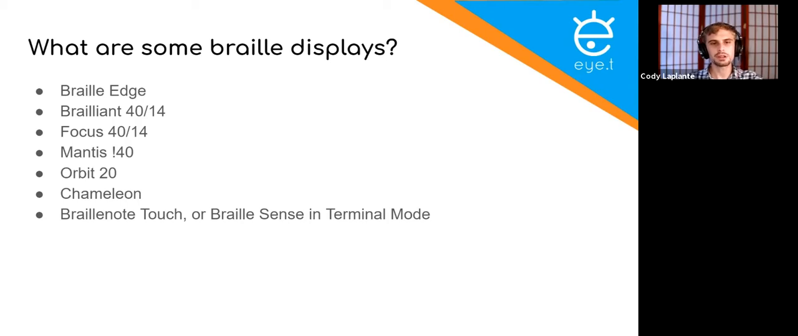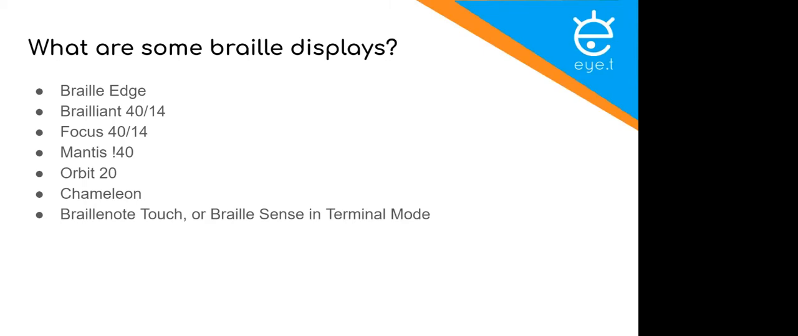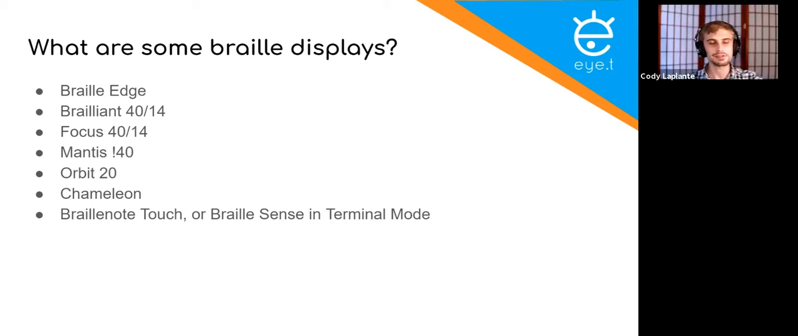While people are answering my question about their Braille displays, I'm going to give you some examples of what Braille displays might be. And this is really important. Some Braille displays might be the Braille Edge. If you have a Brailliant, if you have a Focus 40 or a Focus 14, if you have a Mantis, that should say Q40, same mistake as the last time, an Orbit 20, a Chameleon.